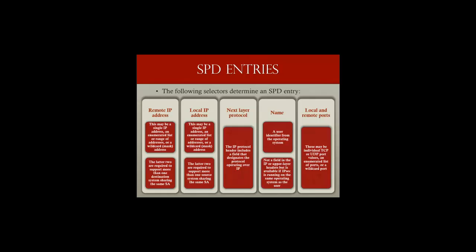opaque. If AH or ESP is used, then this IP protocol header immediately precedes the AH or ESP header in the packet. It also needs a name, a user identifier from the operating system. This is not a field in the IP or upper layer headers, but is available if IPsec is running on the same operating system as the user. Local and remote ports. These may be individual TCP or UDP port values, or a list or a wildcard port.